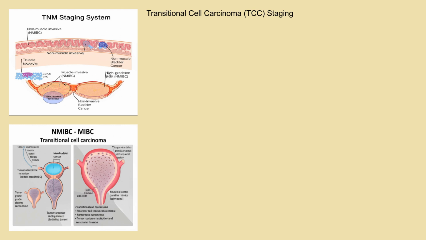Transitional cell carcinoma is staged using the TNM system, which considers the tumor size and depth of invasion, T, involvement of regional lymph nodes, N, and presence of distant metastasis, M. The stage of the cancer is a crucial factor in determining the appropriate treatment approach. Broadly, we can classify TCC as non-muscle invasive bladder cancer, or NMIBC, where the cancer is confined to the inner lining of the bladder, and muscle invasive bladder cancer, or MIBC, where the cancer has spread into the muscle layer of the bladder wall. High-grade tumors tend to be more aggressive and more likely to recur or progress. The specific stage and grade of the tumor will dictate the treatment plan.